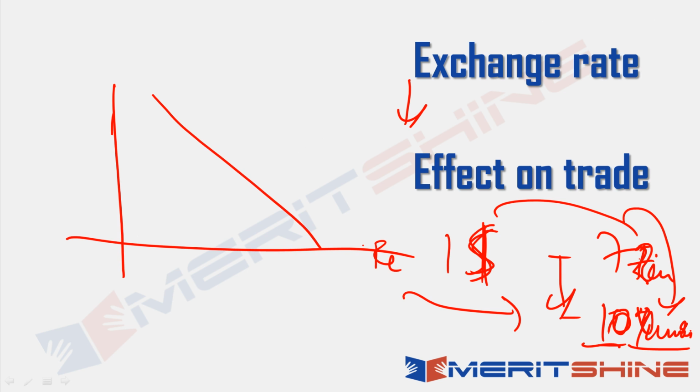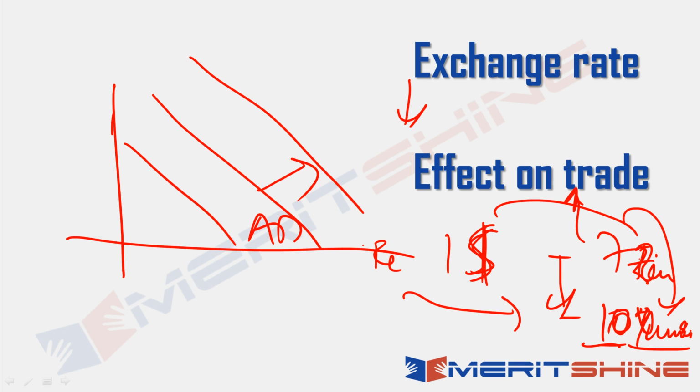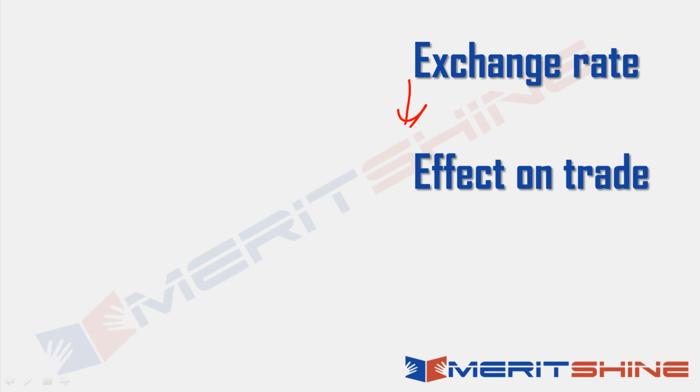If this is the aggregate demand of China, will it go here or here? Naturally here. Whereas if they let it go down to 6 renminbi, what would happen? This will take a hit. In fact, Chinese will start importing things. So if $1 is equal to 7 renminbi, now what are they doing?